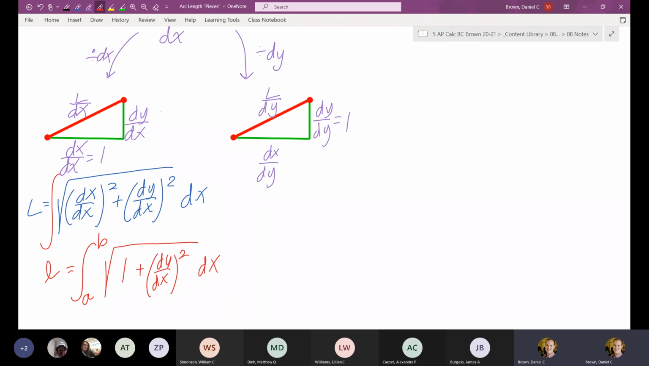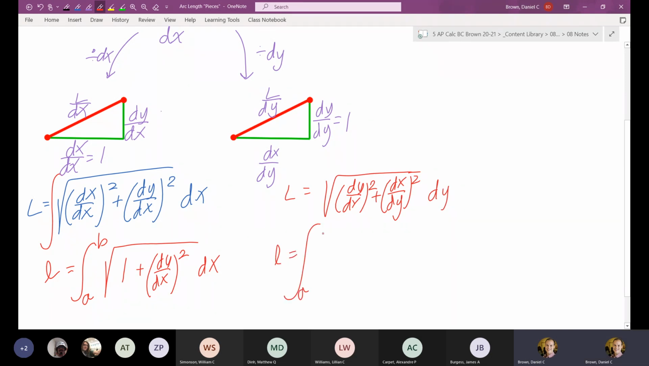We can do a similar thing with the other triangle. So again, L would be equal to the square root of, I have the dy over dy, which again is just 1, squared, plus dx over dy squared. Took the square root, moved the dy over to the other side. How do we find the arc length? We take the integral, because we're going to add up a bunch of little triangles. Dy over dy is 1, 1 squared is 1, plus the derivative of x with respect to y squared, dy.